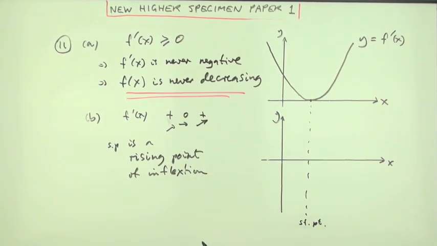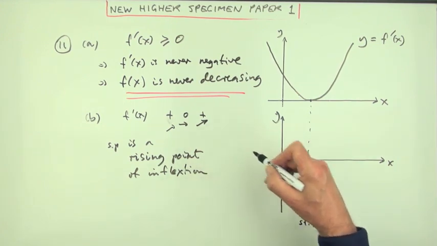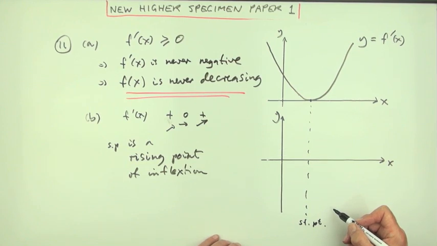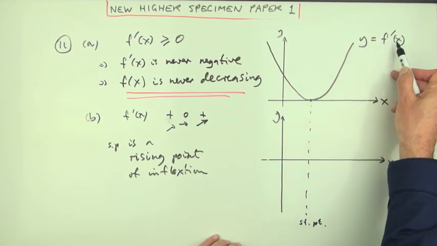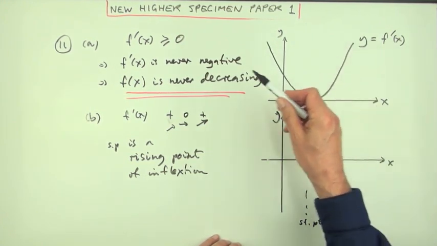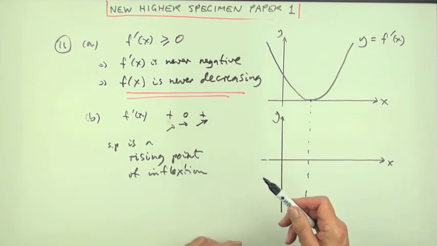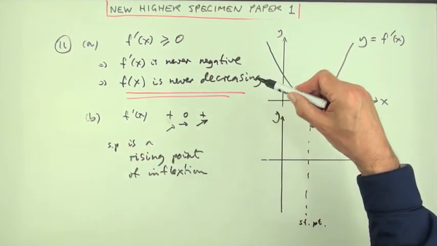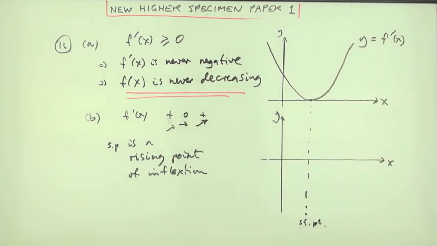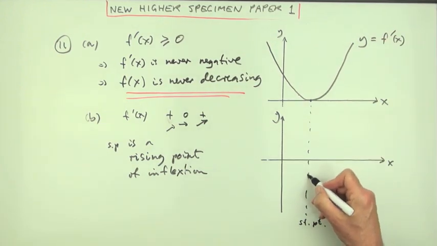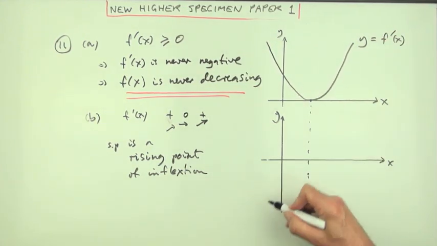And if it says the y coordinate is negative, it just means that that rising point of inflection is going to be below the x-axis. Remember, just because f dashed x is always positive, it doesn't stop the actual values from being negative. You can have negative values that keep increasing upwards and so on. So just put it anywhere below like that, for instance. But it's always heading up.